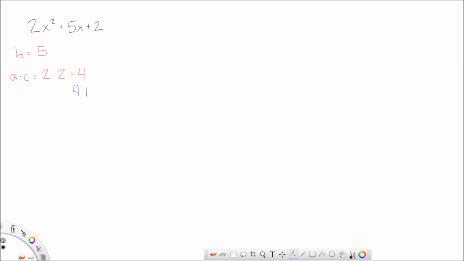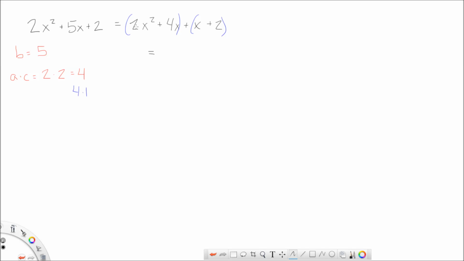So now we're going to use our 4 and our 1, and we're going to write this as 2x squared. Now instead of 5x, we're going to write it as 4x plus 1x, and then we still have this plus 2 at the end. Alright, so now we turned this trinomial, with 3 terms, into something with 4 terms, and now that we have 4 terms, we can do factoring by grouping. So we're going to group these first two together and group these second two together, and we'll factor out as much as we can.